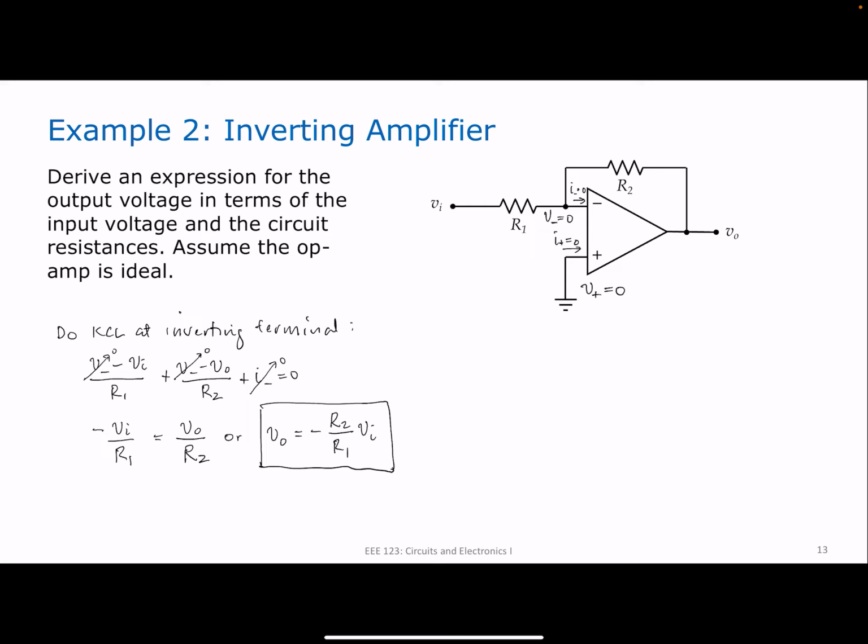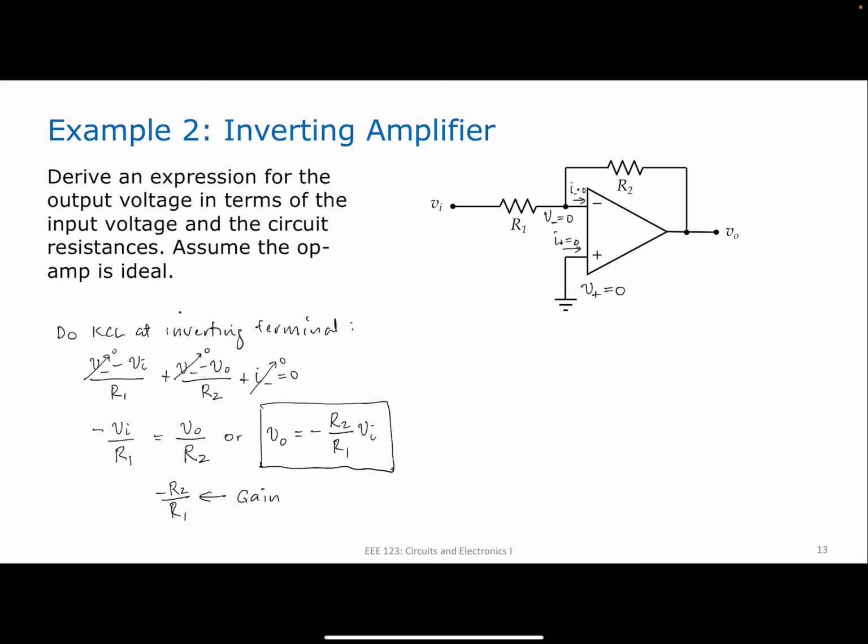Okay, you call it an inverting amplifier because your output is the negative of your input multiplied by a constant. And that constant is R2 over R1. So when you see this particular op-amp configuration, you can already tell that this is an inverting amplifier and that the gain, minus R2 over R1, you call this the gain. The gain is negative R2 over R1.